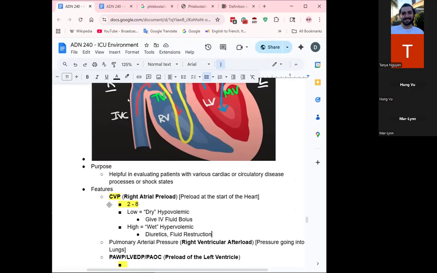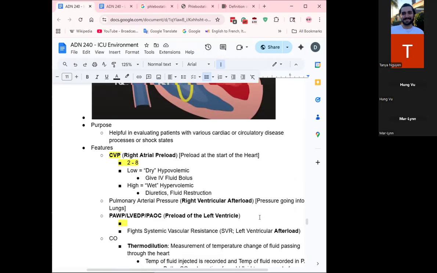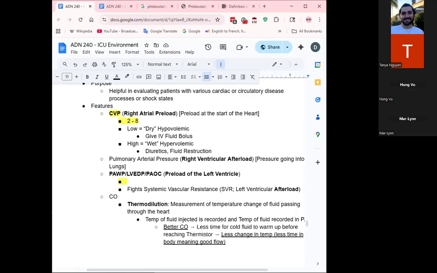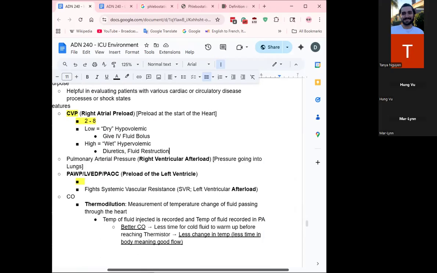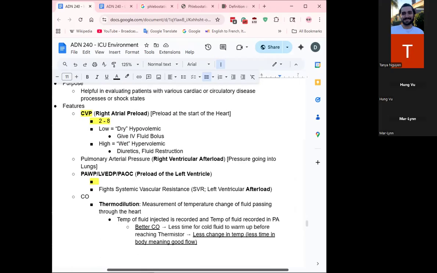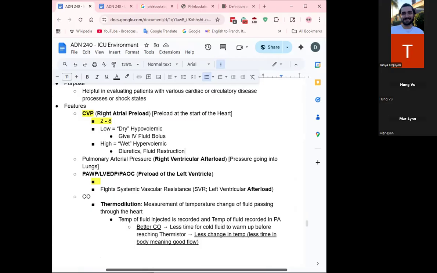So this is what your heart has to play with. It's the preload going into the start of the heart. Next one is your pulmonary arterial pressure. This one, they don't want you to memorize. This isn't a critical care or CRNA course, so they just want you to focus on some specific stuff here.